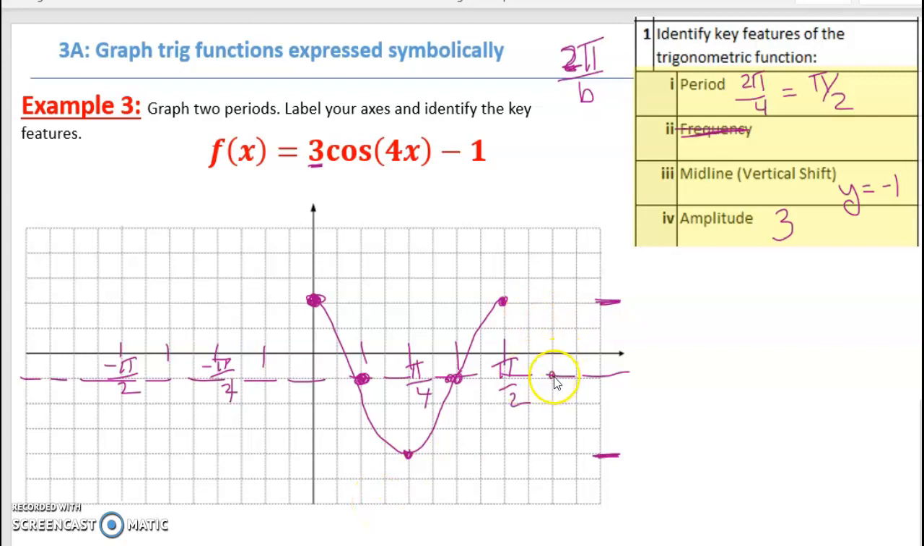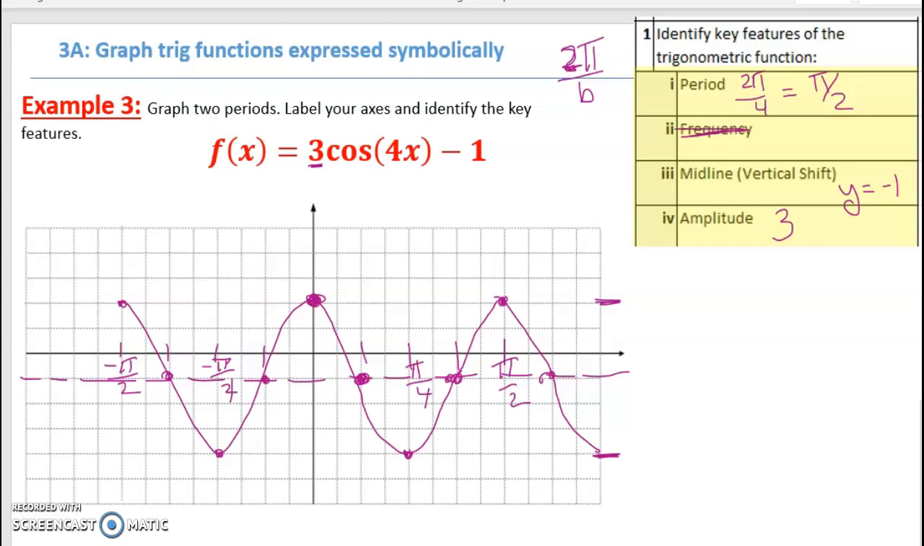I can continue my pattern on and cover the whole graph. And over here, I'd be back to the midline and down to the min and back to the midline and finally up here at the max. So at the period, you should end on the same place that you started. If you started at a max, at the period for this function, you should end at that max.